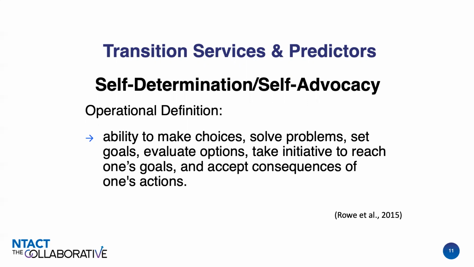Self-determination includes 12 component skills that are necessary for individuals to learn and acquire to become self-determined, including choice-making, decision-making, problem-solving, goal-setting and attainment, independence, risk and safety, self-regulation and self-management, self-instruction, self-advocacy and leadership, internal locus of control, positive attributions of efficacy and outcome expectancy, self-awareness, and self-knowledge. In a recent Delphi study by Rowe et al., self-determination has been defined as the ability to make choices, solve problems, set goals, evaluate options, take initiative to reach one's goals, and accept consequences of one's actions.